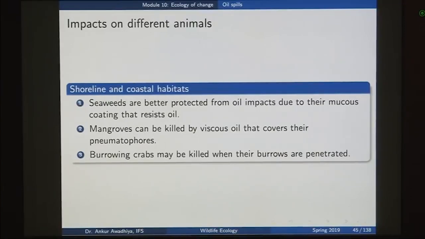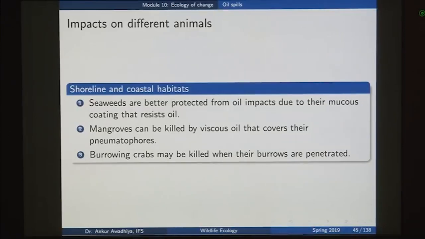In the case of shoreline and coastal habitats, the seaweeds are much better protected from oil because of the mucus coating that resists oil, so the sensitivity is less. But mangroves get killed very easily because their pneumatophores, or the roots that bring in air, get clogged. Burrowing crabs may be killed if their burrows get inundated with oil.